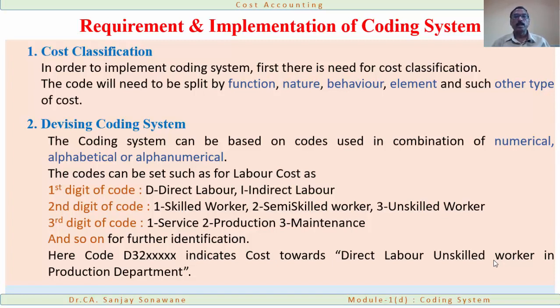It means when this code is there, D32, beyond that let us say an employee number is there or some other further criteria are there. So if it starts with D32, it means this is a direct labor who is an unskilled worker who is working in a production department. With this code we can immediately identify what kind of worker this is. Now this is what devising a coding system is.